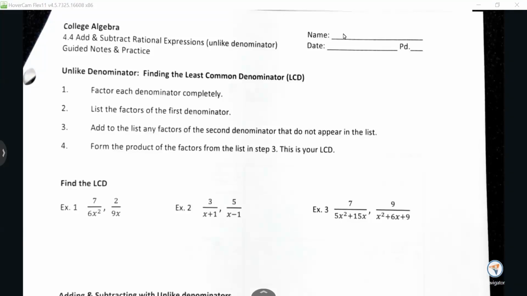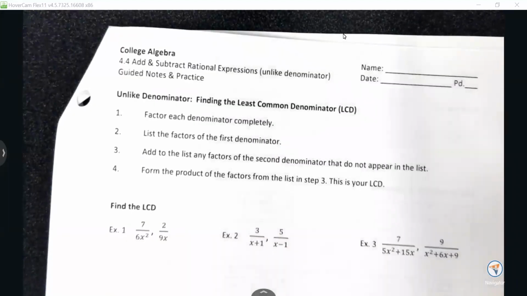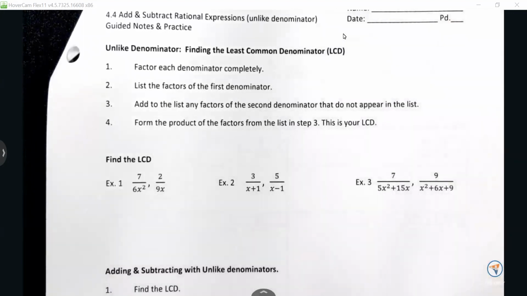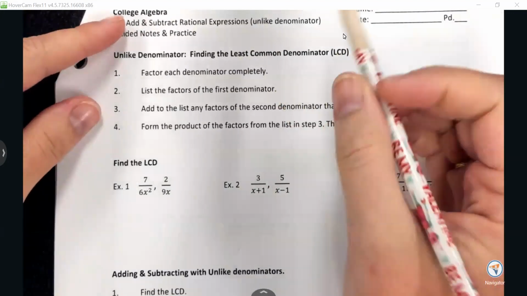So we are adding and subtracting unlike denominators. Can you add and subtract things that have unlike denominators? No, it's not possible, okay? So we have to find a common denominator, which hopefully you all know how to do if all I give you is a number. But now we have more than just numbers, okay? So what you're going to do is the first step I agree with. You're going to factor each denominator completely. Check, this is what you need to do, okay?